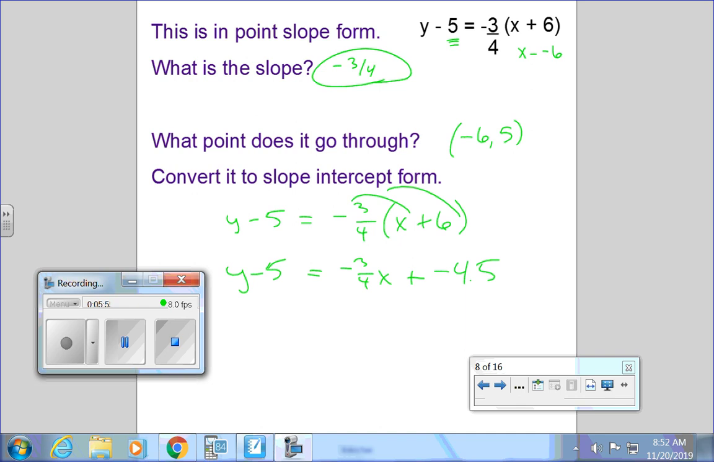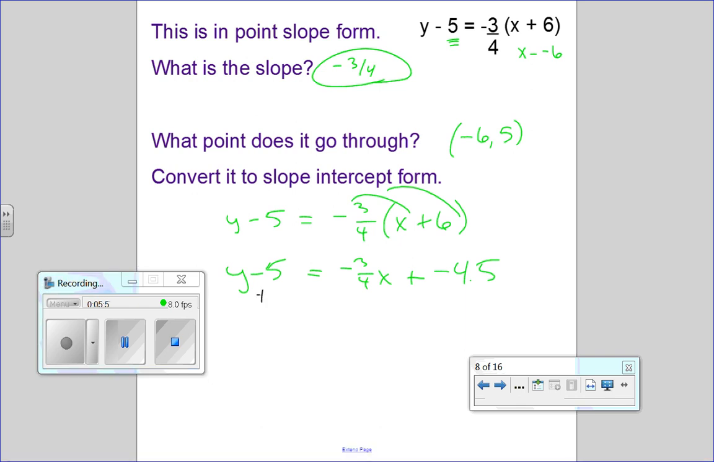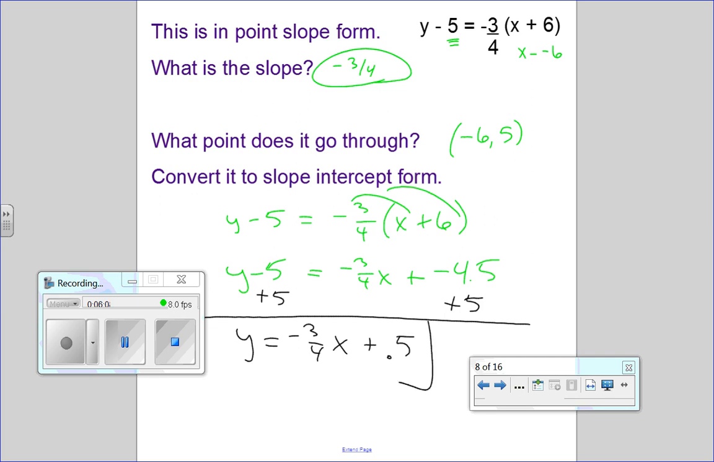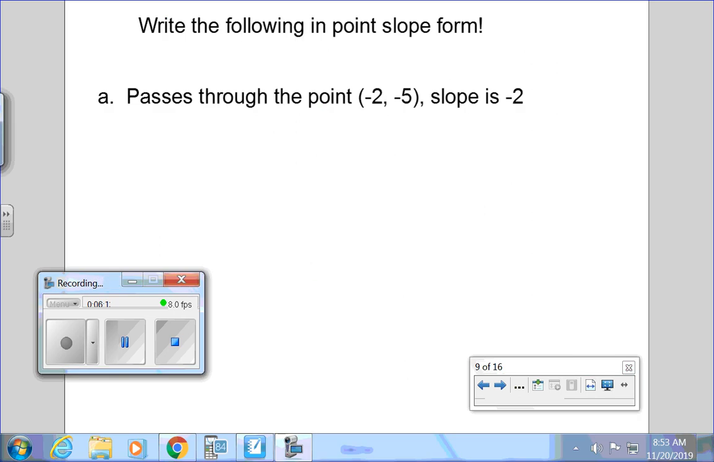If you said add 5, you are correct. We need to add the 5. Now when you add the 5, you're only adding it over to that negative 4.5. Those are your like terms. So now, look at this. I'm in slope-intercept form. My slope is negative 3/4. My intercept is 0.5.